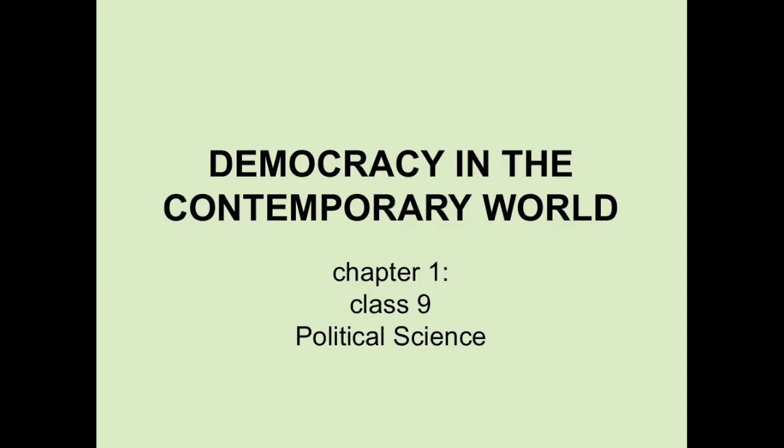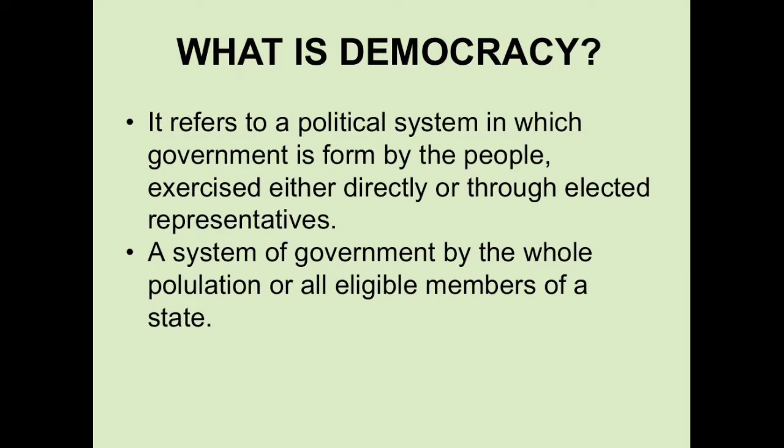This is for class 9 political science chapter 1, and the title of this chapter is Democracy in the Contemporary World. We'll be learning today about democracy in the contemporary world. First, what we need to ask ourselves is, what is democracy? We must understand the concept of democracy.